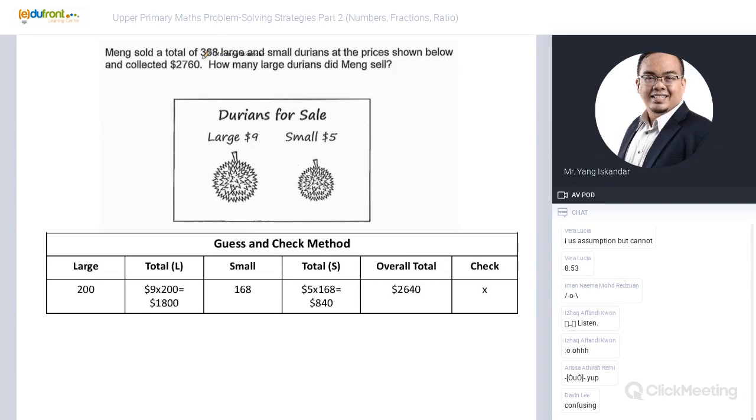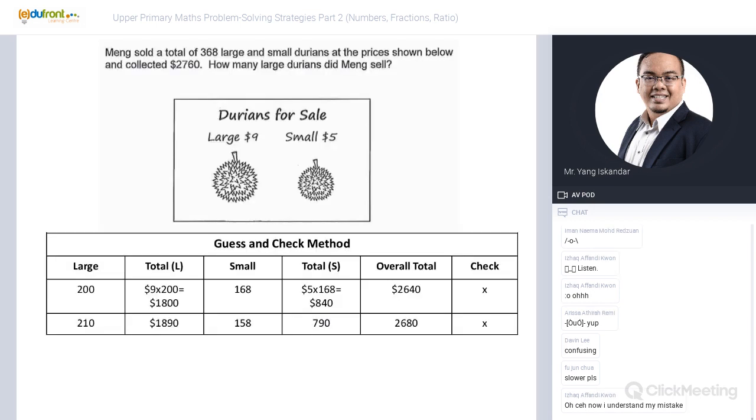Okay, so you know that there's a total of 368. So then you make a guess. So let's say large 200, small 168, right? Total you get 368, and then you multiply, right? Large durian, since each large durian is $9, so 9 times 200, you get 1,800. Okay, small durian $5 multiplied by 168, you get 840. So when you add up together 1,800 plus 840, you get 2,640. Unfortunately, it is different. So you cannot use this number.